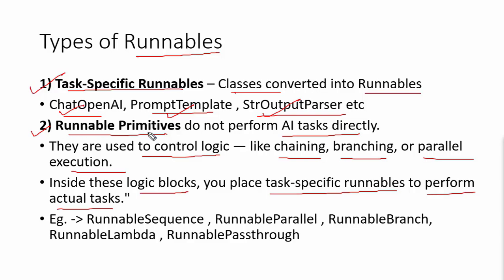The examples of runnable primitives are RunnableSequence, RunnableParallel, RunnableBranch, RunnableLambda, and RunnablePassthrough. All these runnables I will discuss with you in the next videos.